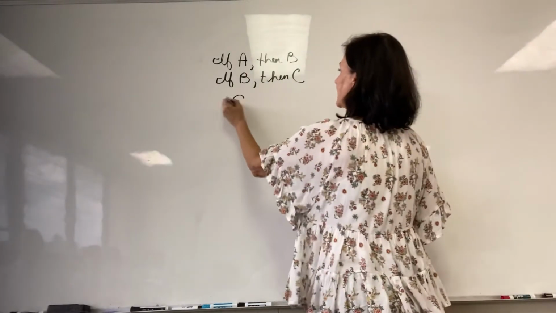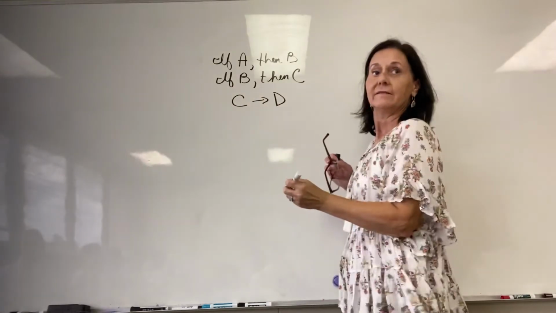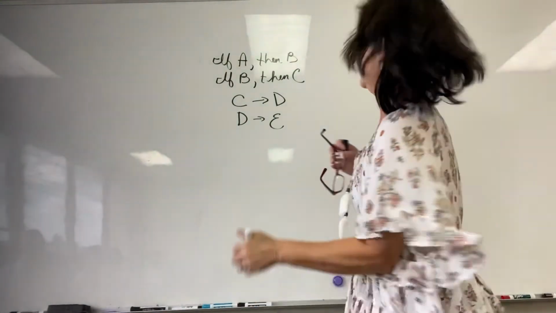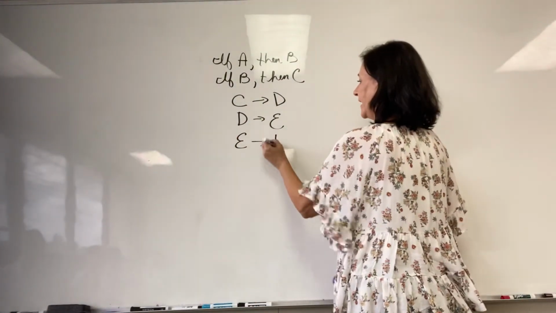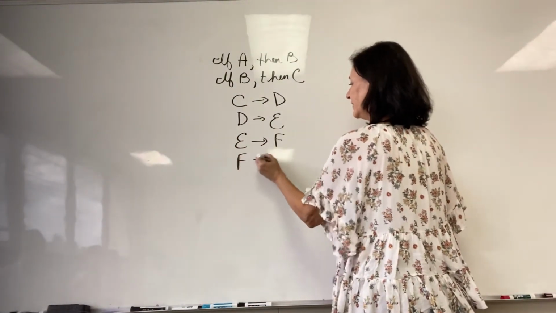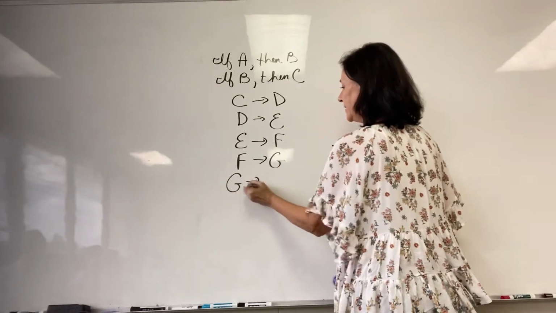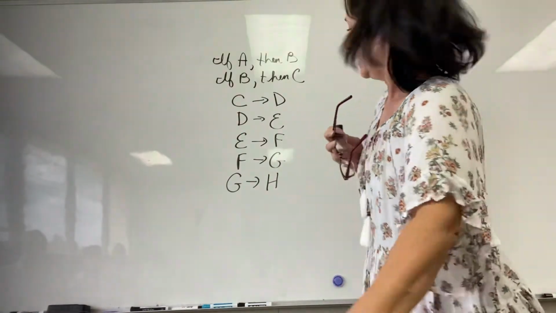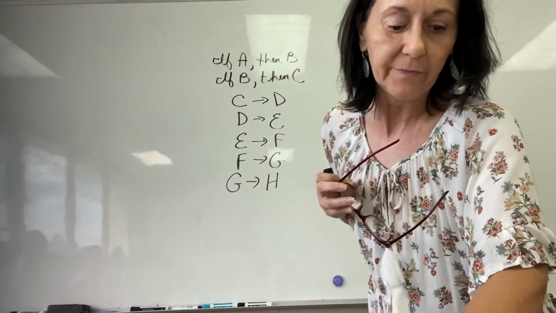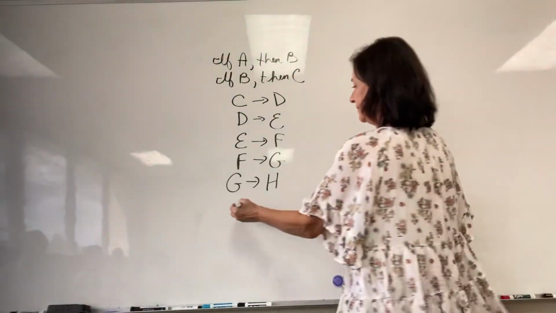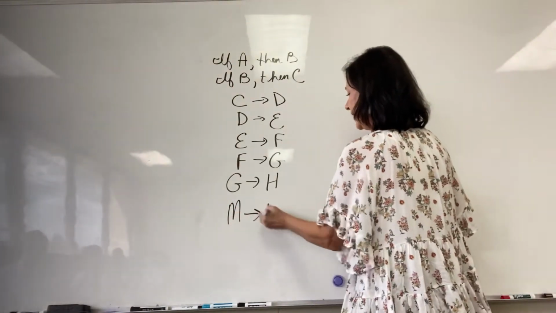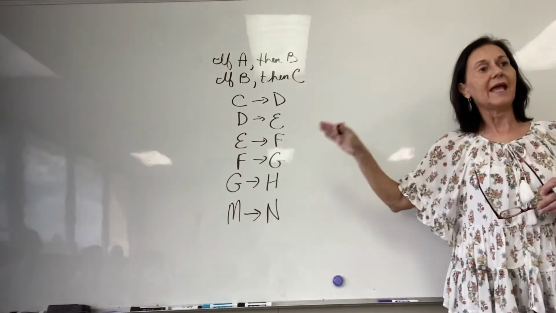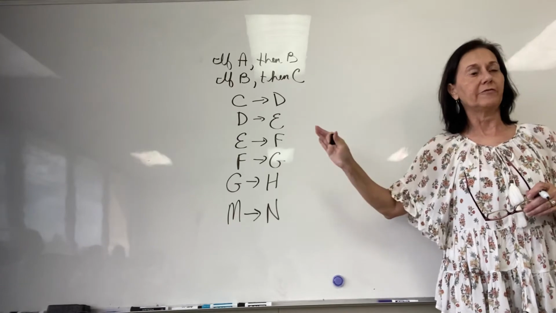Then I said, if C, then D. If D, then E. And we're going to N. If E, then F. If F, then G. If G, then H. They don't skip any letters, huh? And all the way down to if M, then N. All the way down, right? This is a direct proof.